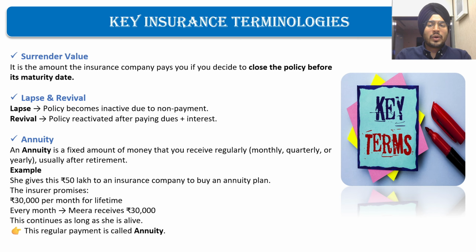Surrender value. It is the amount the insurance company pays you if you decide to close the policy before its maturity date. We can take an example of an endowment plan, which is basically a term plan with savings, right? And let's suppose the endowment plan is for 30 years. And if you want to close that endowment plan after 6 years, then we will get the surrender value. We won't get the complete value, we'll get the surrender value, which would be the amount that we have given minus 30 to 40%, something like that.